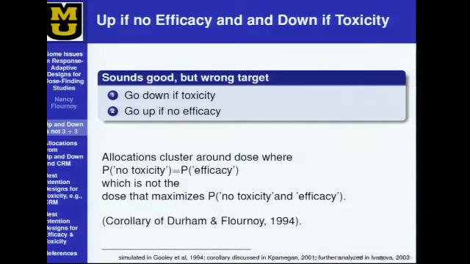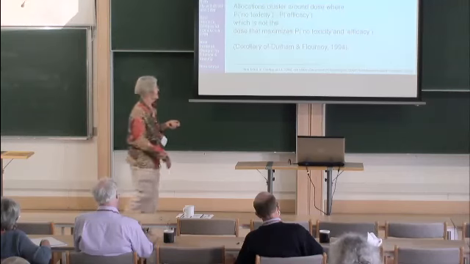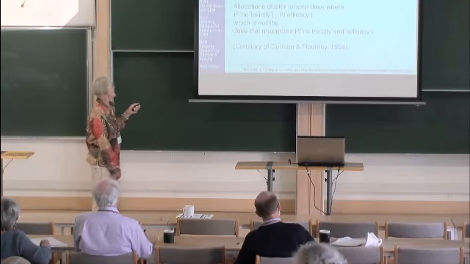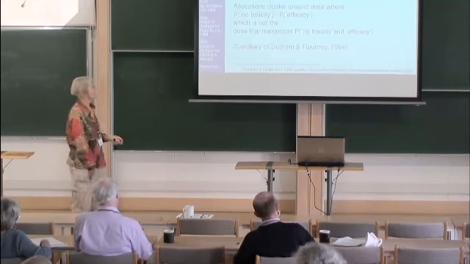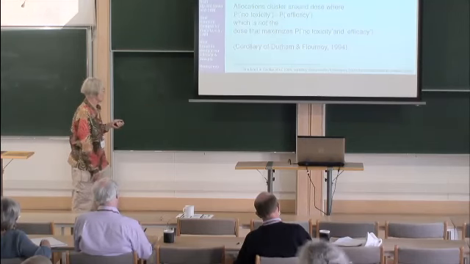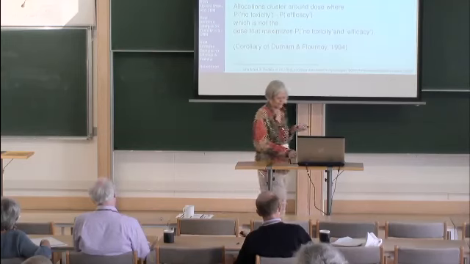You consider the probability of these events, which then form the transition probabilities, and the allocations are going to cluster where the probability of no toxicity is equal to the probability of efficacy. And that is not the same point as the dose that maximizes the probability of no toxicity and efficacy. So this procedure sounds good, but it does not cluster the points under the target that you're seeking. And that's a simple corollary of the theorem that we had.